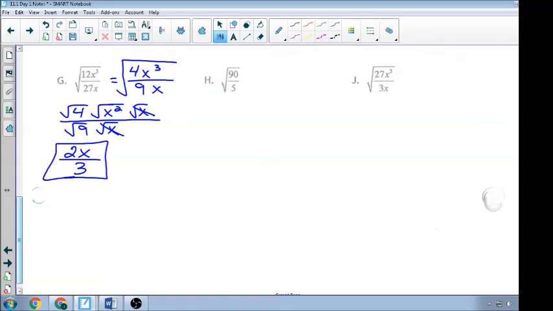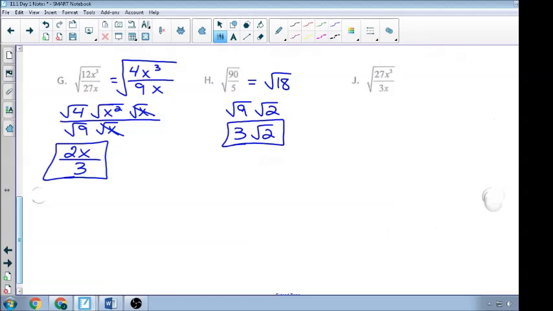H, again, is much like F. You want to go ahead and take 90 divided by 5 and see what I can get. Well, it is the square root of 18. The square root of 18 can be broken into the square root of 9 and the square root of 2. The square root of 9 becomes 3, so we get 3 root 2.